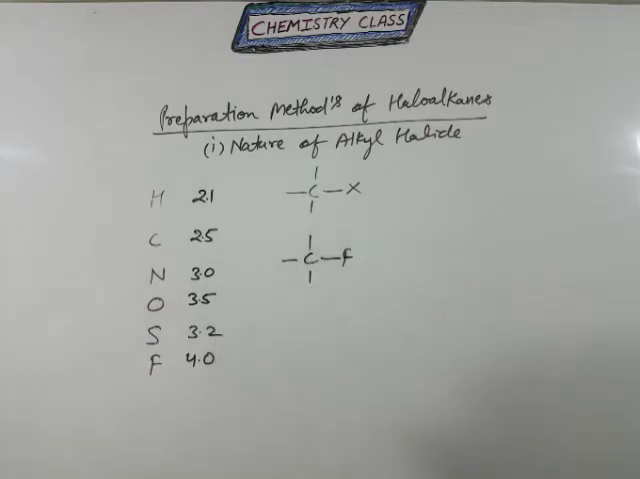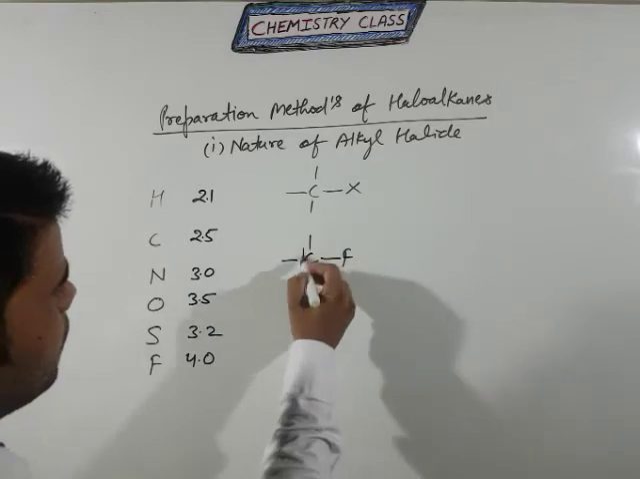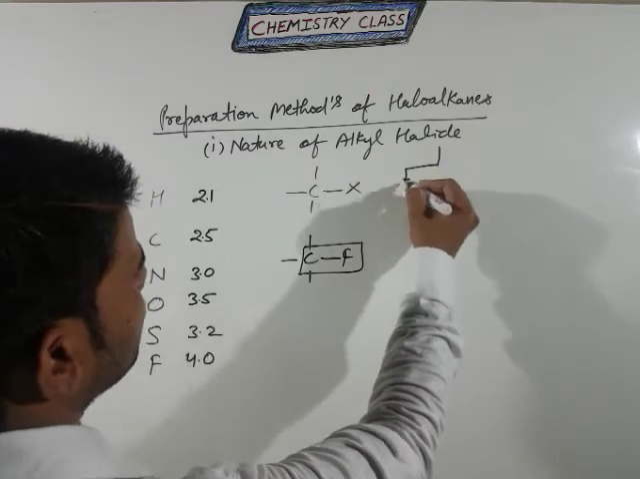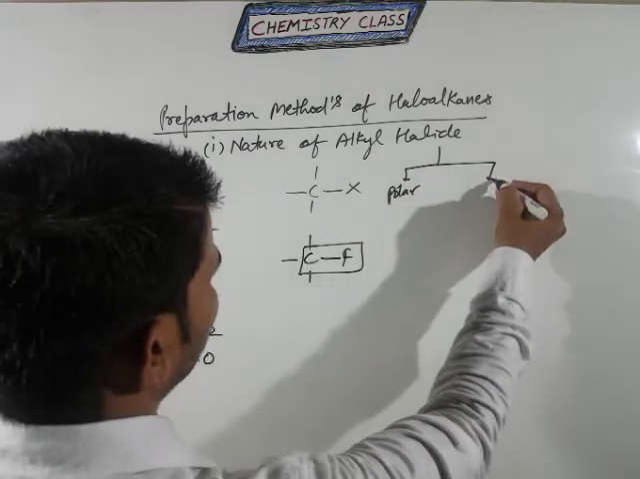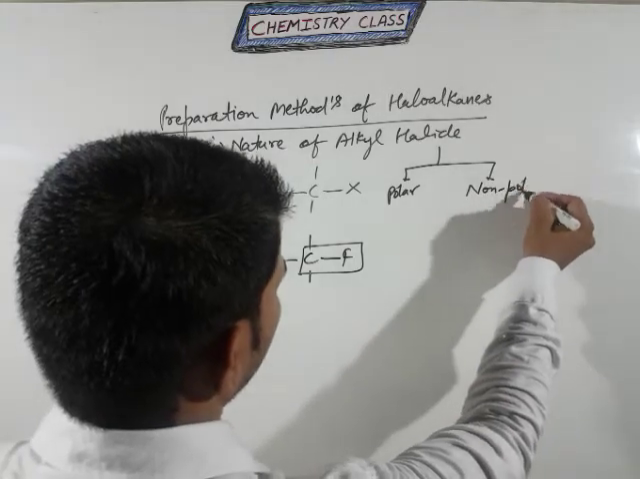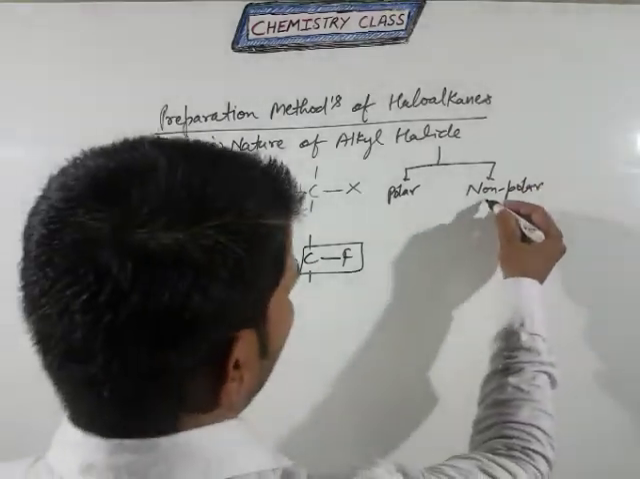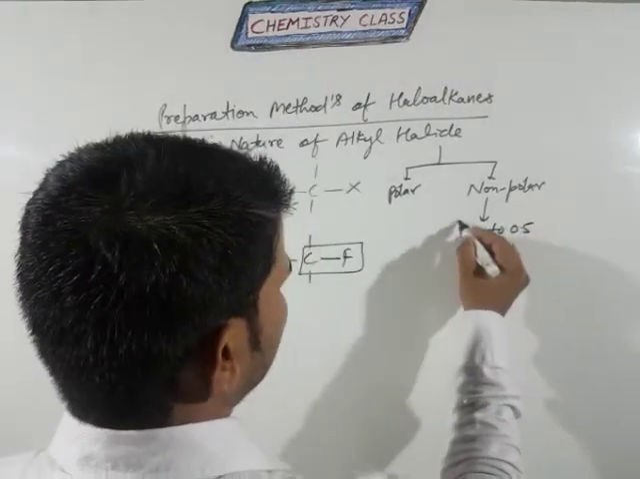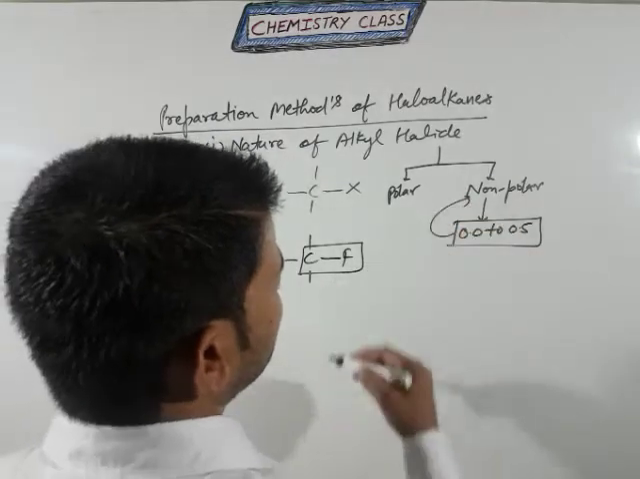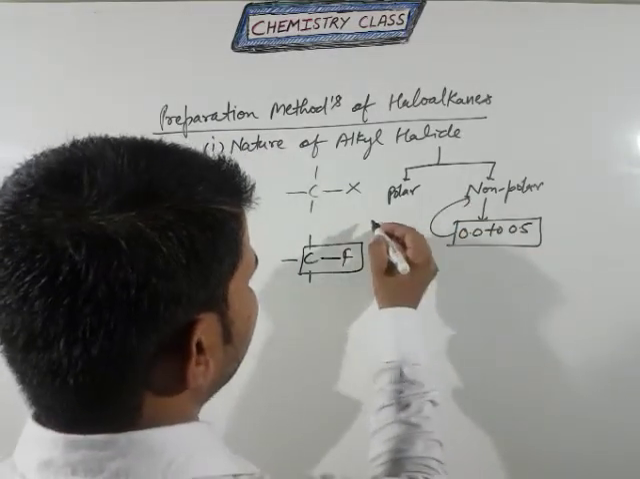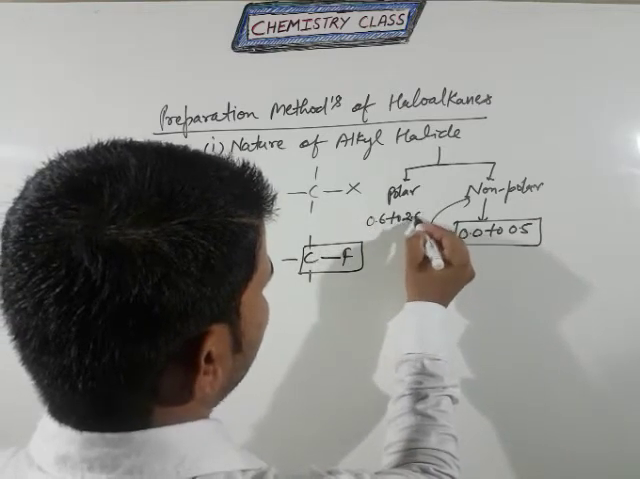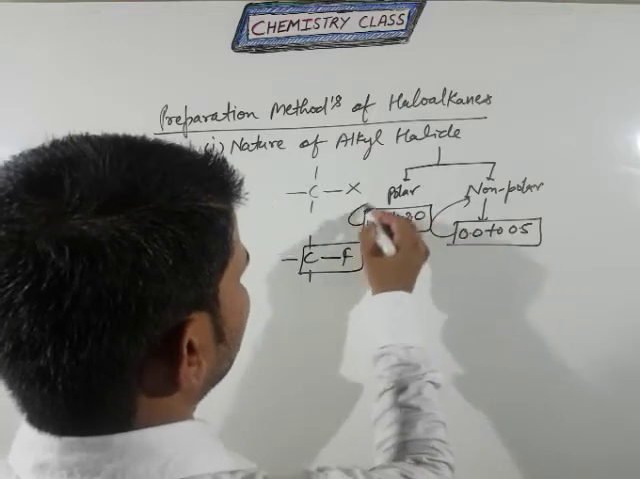Fluorine is part of the halogen group, clear? So what is the nature of this bond? Nature means it is polar or non-polar. If the electronegativity difference is between 0.0 and 0.5, the character is non-polar. If the electronegativity difference is between 0.6 and 2.0, the character is polar.